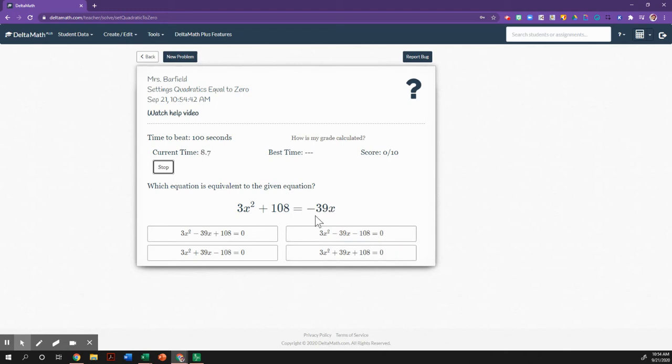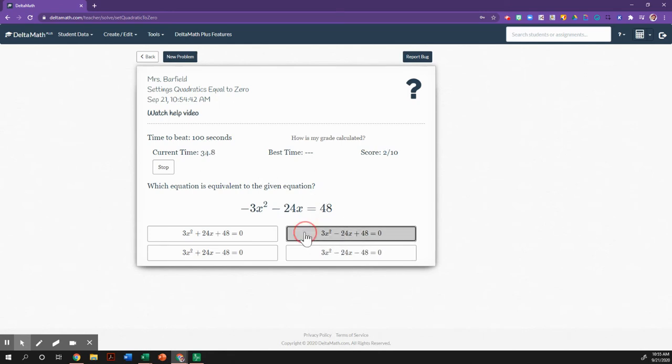Well, to be equal to 0, I need to add 39x over here. So it should be 3x squared plus 39x plus 108, which is this one right here. And it just clicks on to the next one. Yes, I would love for you to be able to do this in your head. If you notice here, all your answer choices are positive 2x squared. So if I add it over, 2x squared plus 14x minus 16. That's this one here. Move on.